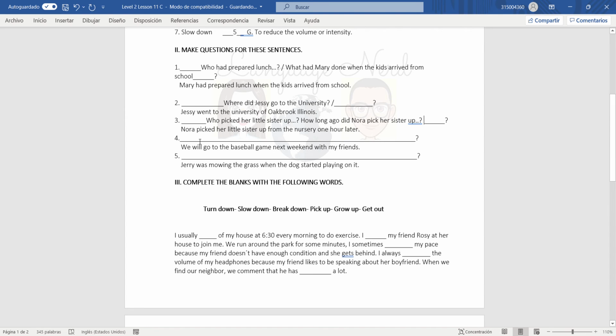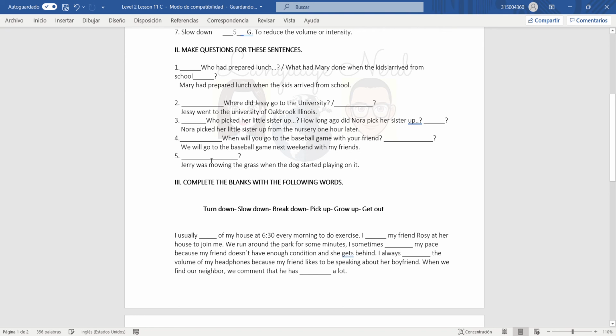Then number four says, we will go to the baseball game next weekend with my friends. So you can ask, when will you go to the baseball game with your friends? Right? So that's one option. And well, you can write any other options if you have them. So that's just one.